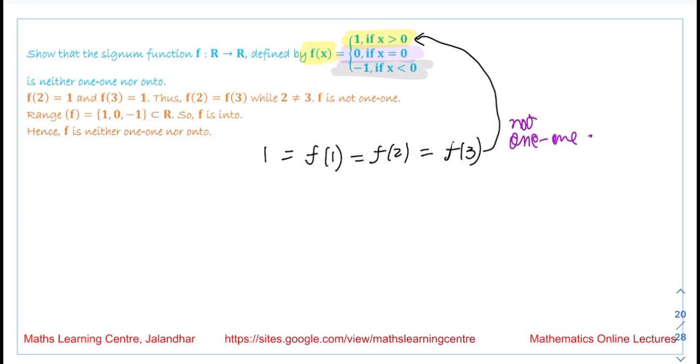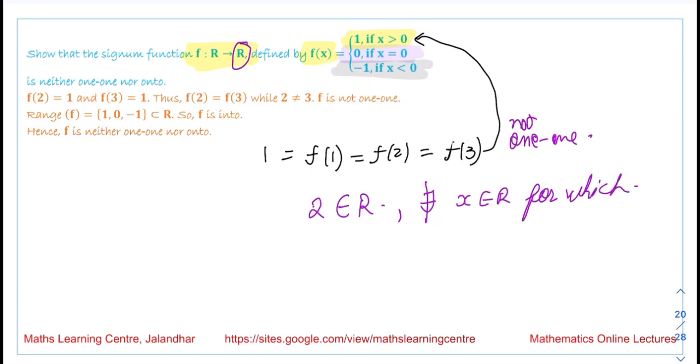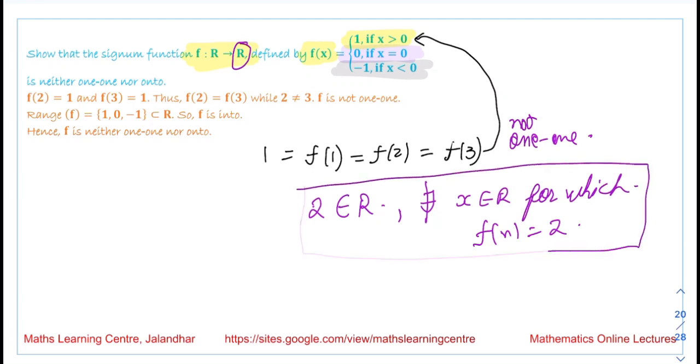Now next we have to prove that it is not onto. The function is defined from R to R, so we have to show that there exists a real number which is not the image of any element of the domain set. So suppose I am talking about 2 that belongs to R, and we are saying there does not exist any number x belonging to R for which f of x is equal to 2. So we have an element 2 in the codomain which does not have any pre-image, so this function is not onto.